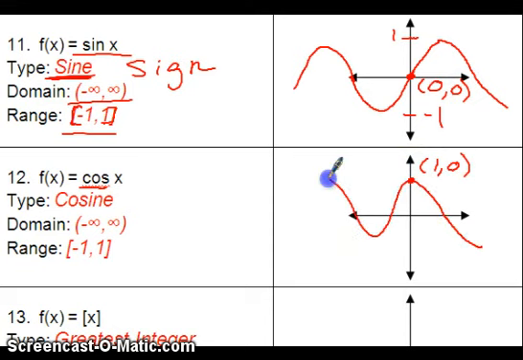Now, you might notice that I'm not putting arrows on the ends of my graphs. So why would I not put arrows? Well, the reason is that the function is going to continue on in this direction. Okay? This function is going to continue to oscillate in both directions. That's the way it looks.